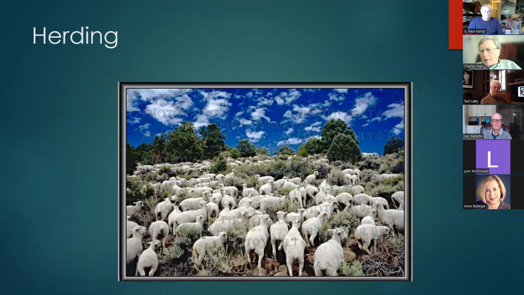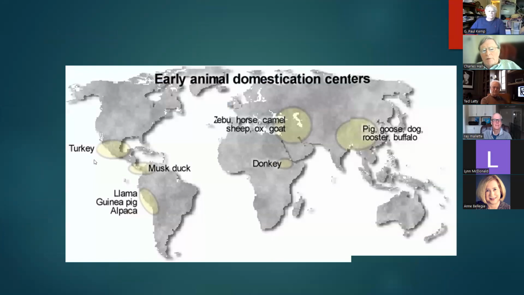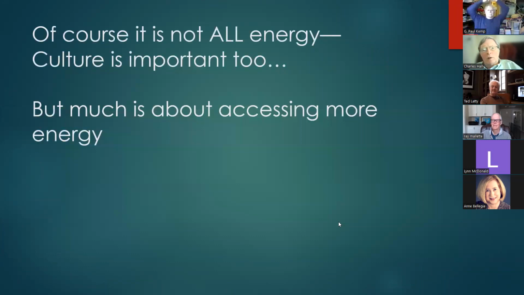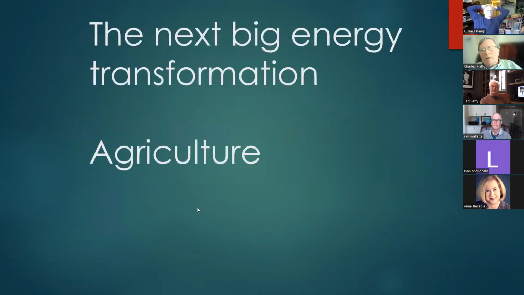We evolved probably herding. Here's where various turkeys are called turkeys because people thought they came from Turkey, but they came from Mexico. And here's where lots of our important animals, sheep, horse, goats, came from the Middle East, and chickens from India, and so forth. Buffalo from India, but they were spread all around the world. But much of the culture is important about accessing more energy.